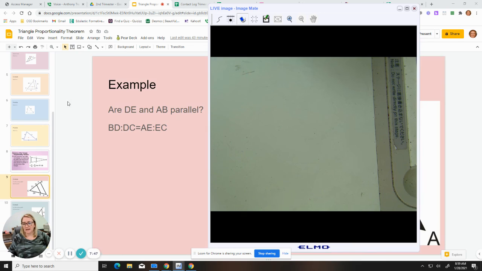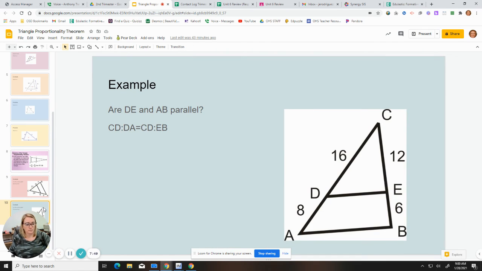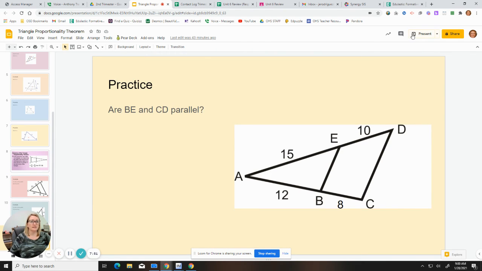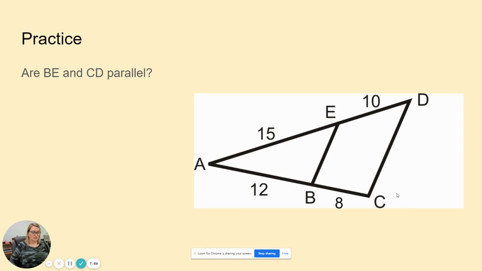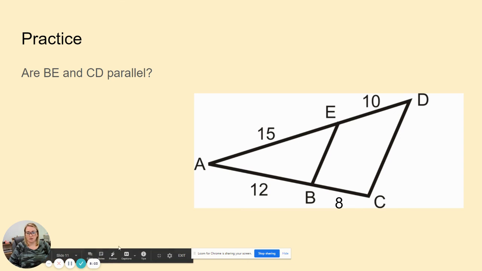So lastly, you are going to do this on your own. You're going to see if you can figure out if these two lines are parallel. Are BE and CD parallel? So set up your proportions and see if they are equal to each other.